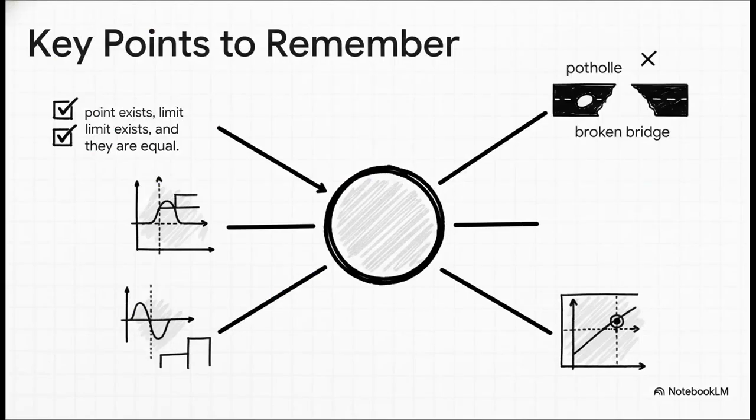Okay, let's do a super quick recap. Continuity is all about that 3-point check. The point exists, the limit exists, and they have to be equal. Remember, some breaks are like potholes you can fix, but others are like jumps that you can't. And the intermediate value theorem? That's your secret weapon for proving a solution exists, because it guarantees a continuous path can't skip any values.